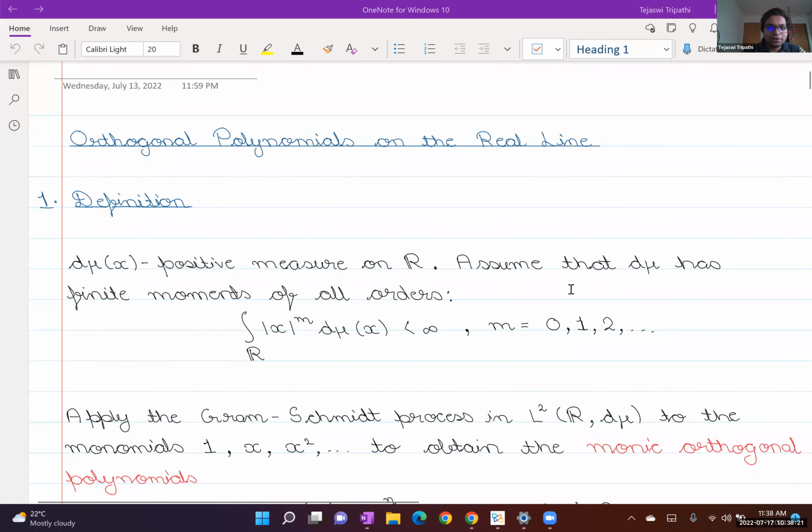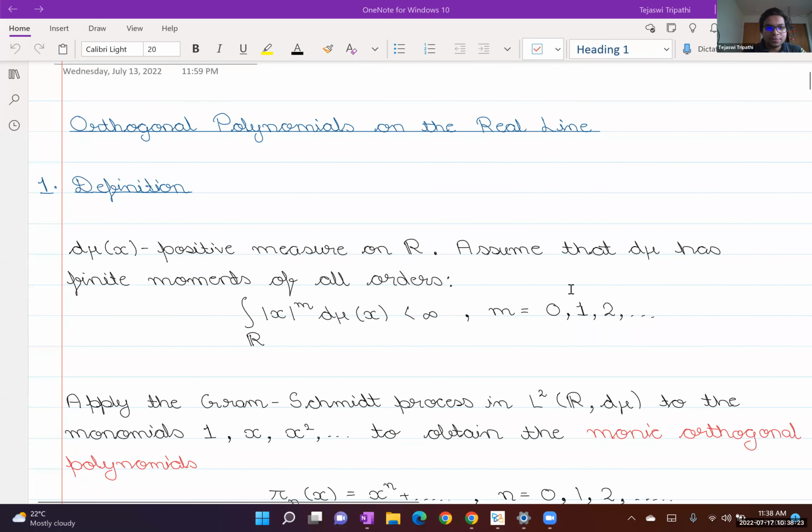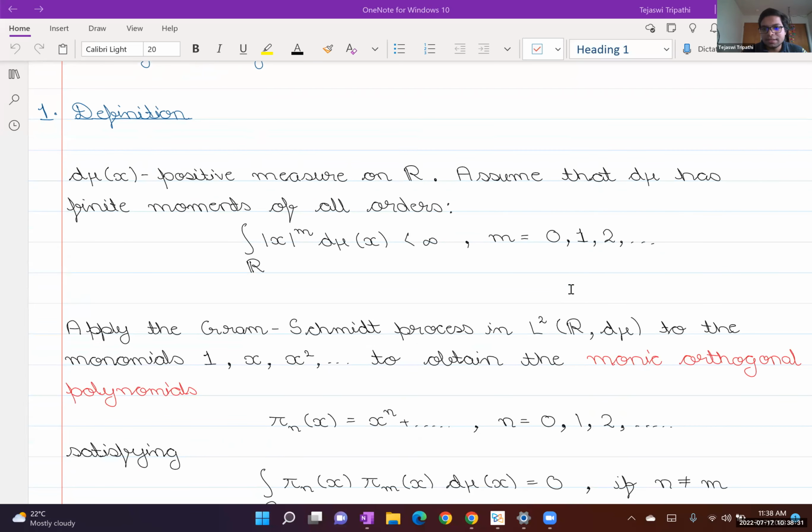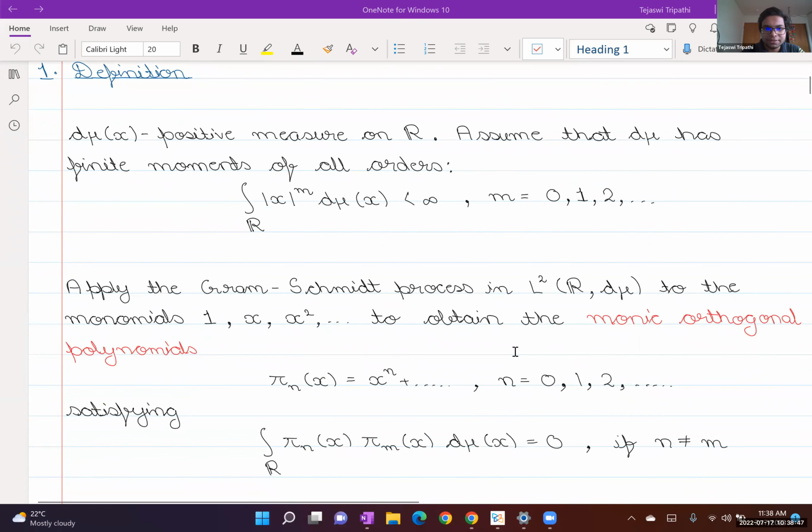So first, we'll define what orthogonal polynomials are. Suppose we have a positive measure on R, and we assume that all the moments are finite. Since L2(R, dμ) is a vector space with basis 1, x, x squared, all the monomials, we can apply the Gram-Schmidt process to obtain the monic orthogonal polynomials, right? We can apply the Gram-Schmidt process to get these polynomials.